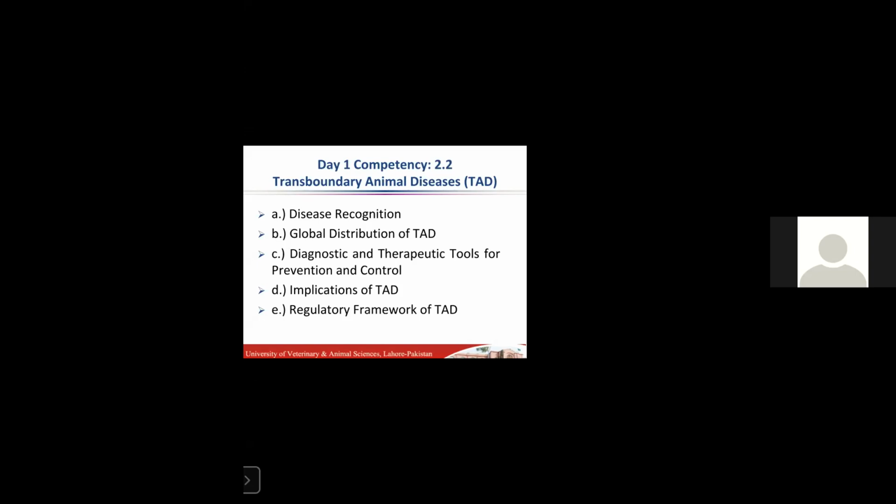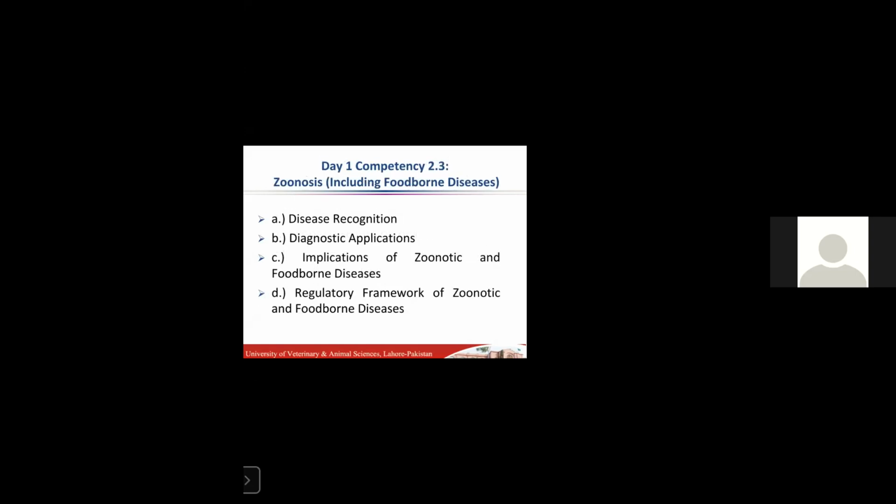And similarly, regulatory framework. He must have the knowledge of the regulatory framework, reportable diseases, regulatory framework of the national and international reportable disease system. So I am not going into the minor details. I am just giving you a preview of the OIE recommendations for day one graduates. Next is the zoonosis, including foodborne zoonosis.